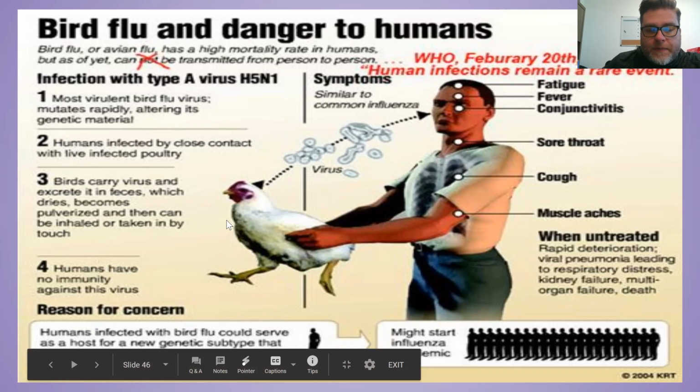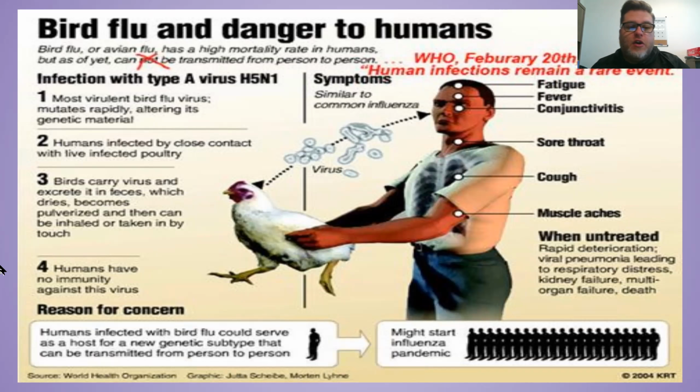This is the reason for concern. Humans infected with bird flu could serve as a host for a new genetic subtype that can be transmitted from person to person. When left untreated, rapid deterioration, viral pneumonia leading to respiratory distress, kidney failure, multi-organ system failure, and then death. This is what many scientists believe is the big one. That's why they do so much research in the wet markets, to see how wet markets could play a role in the next big influenza outbreak.